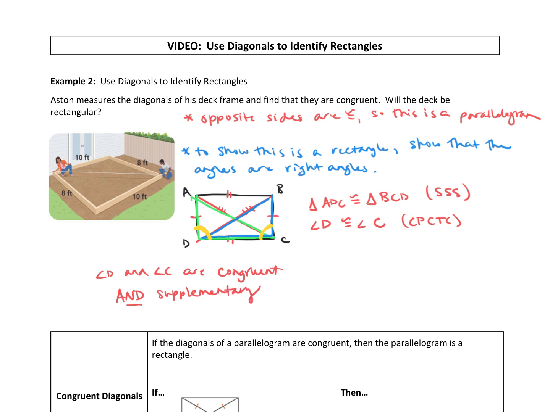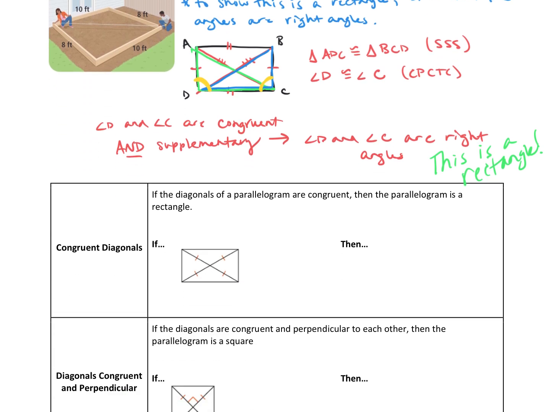Well, if you have two angles that are congruent and they add up to 180 degrees, these angles must be right angles. So that information right there tells us that angle D and angle C are right angles. And if we look at the picture, if D and C are right angles, and this is a parallelogram, we know that those opposite angles will be right angles. We know consecutive angles will add up to 180. So guess what, everyone? We have a rectangle. So will the deck be rectangular? It sure will. I think that's what they wanted.